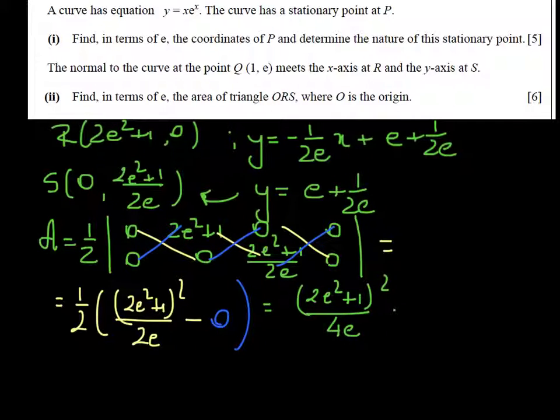Another way you could have approached area in this case, imagine the coordinate system, the point R of coordinates 2e squared plus 1, 0, S of coordinates 0, 2e squared plus 1 over 2e. So the area of this triangle, it is a right angle triangle. So it's half times the x coordinate of R times the y coordinate of S.